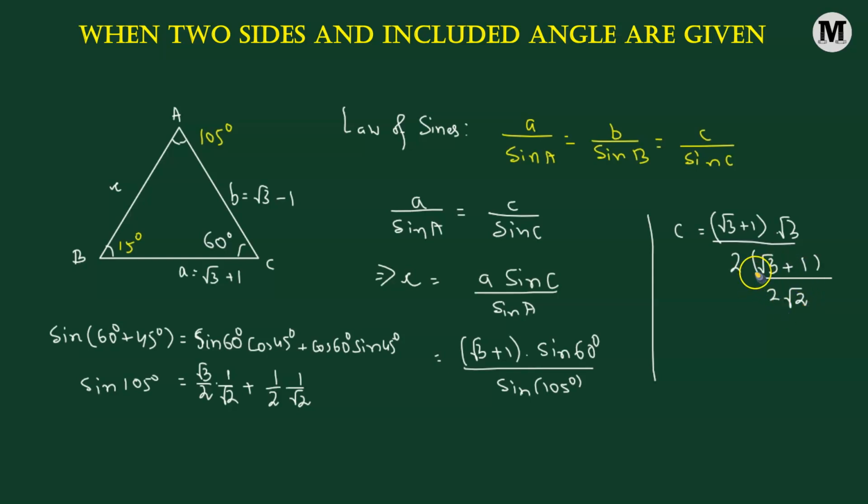Right. So here we can factor out square root of 3 plus 1 from the numerator and the denominator. We can factor out this 2. The square root of 2 goes to the denominator, and c comes out to be square root of 6. So here we have obtained the side c as well. So c comes out to be square root of 6.